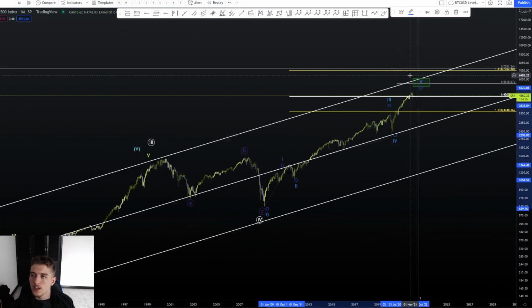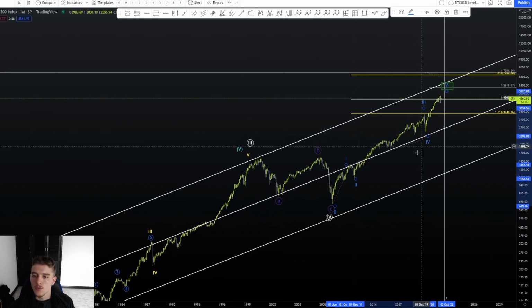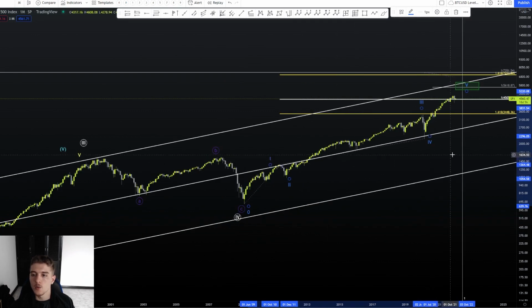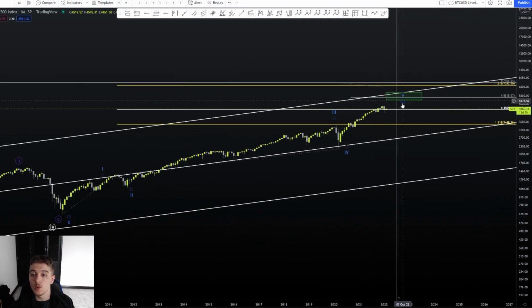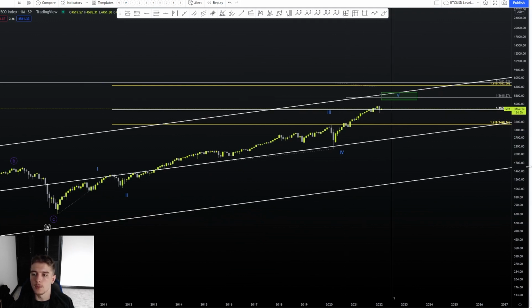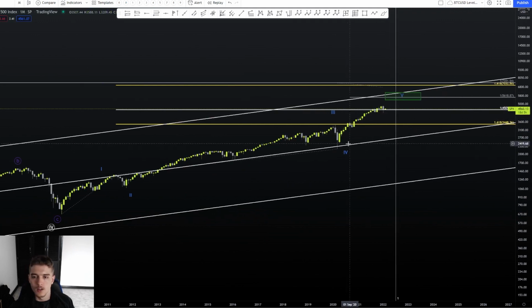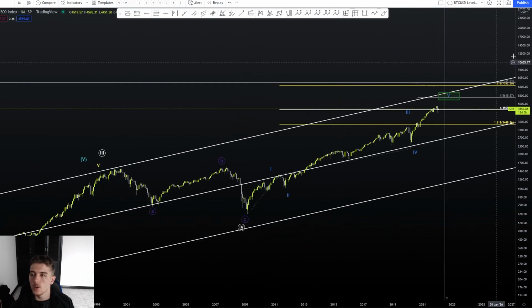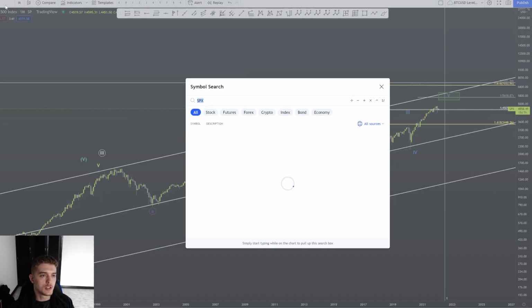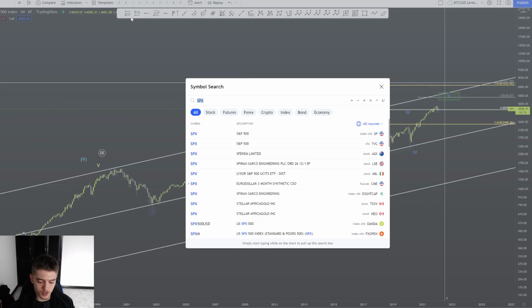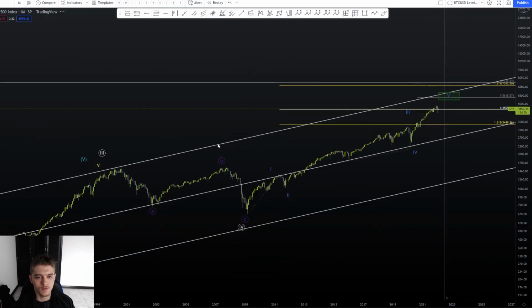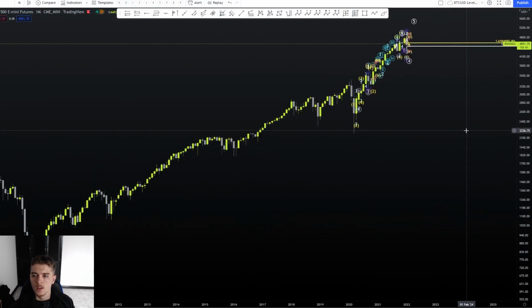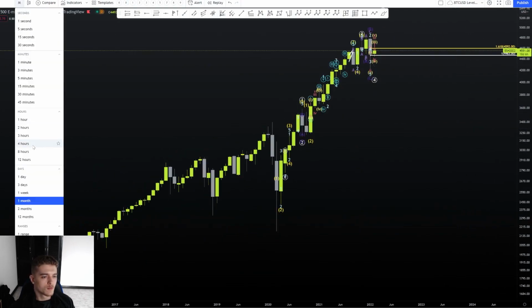So without further ado, let's get into some of the more local subdivisions for this section right here. We're going to be getting into all the subdivisions for this wave 5 right here, because I'm sure that's probably what you guys care about the most, everything beyond the wick right here. So we're going to go ahead and go to another chart, which is going to be the ES futures, the S&P mini futures. Let's zoom into the 4-hour chart.